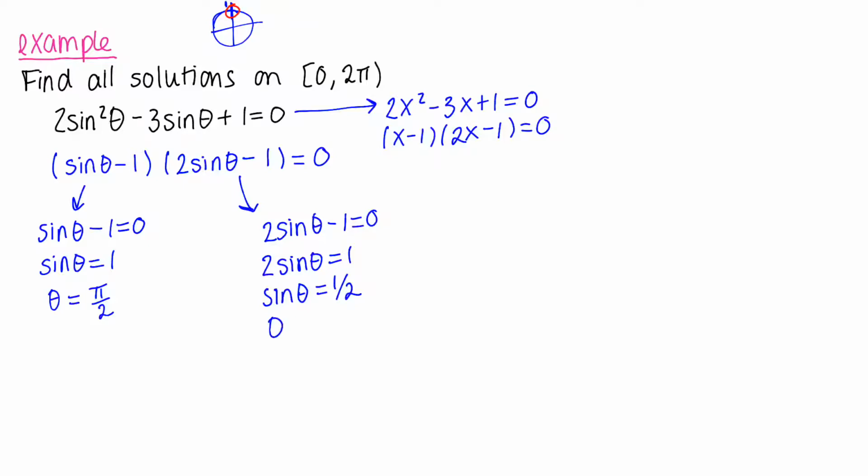So we have theta equals pi over 6 and 5 pi over 6. So in total, our answers are theta equals pi over 2, pi over 6, and 5 pi over 6.